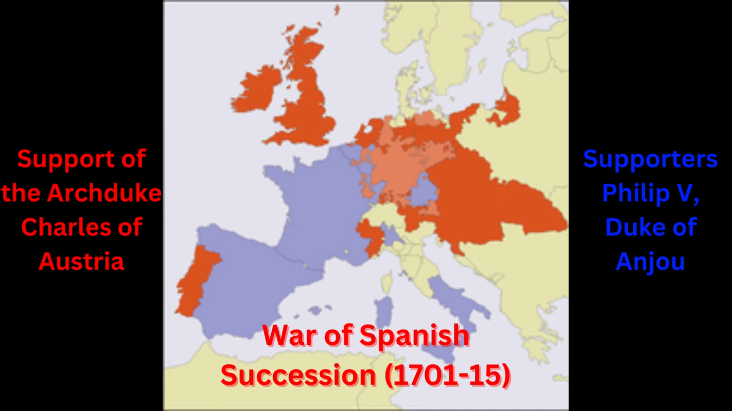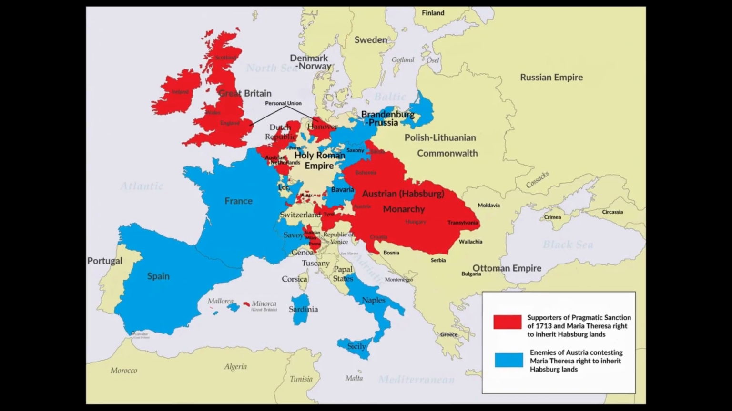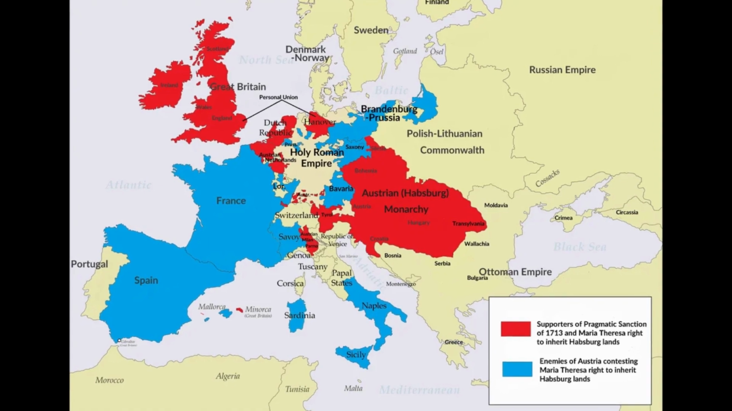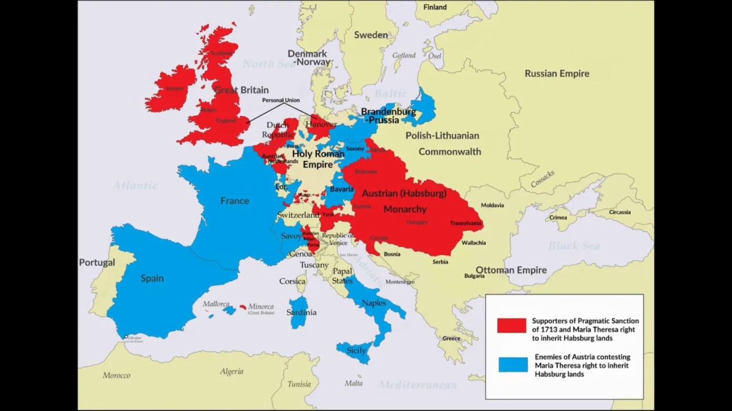France, in contrast, supported Philip V, Duke of Anjou, who eventually became King Philip V of Spain. Later in the century, during the War of the Austrian Succession in 1740, Prussia and France found themselves on the same side. Frederick the Great led Prussia in supporting the Bavarian claimant, Charles Albert, against Maria Theresa's rule over the Habsburg territories. France saw an opportunity to weaken Austria and joined the conflict alongside Prussia.